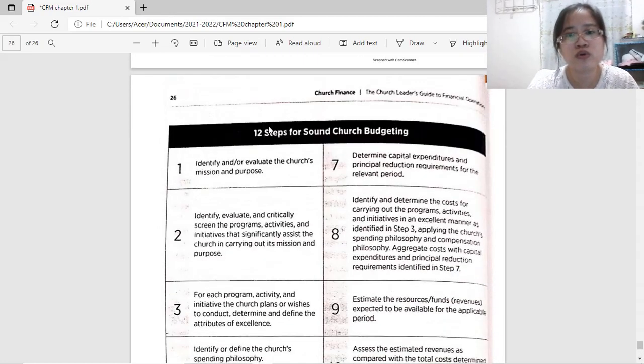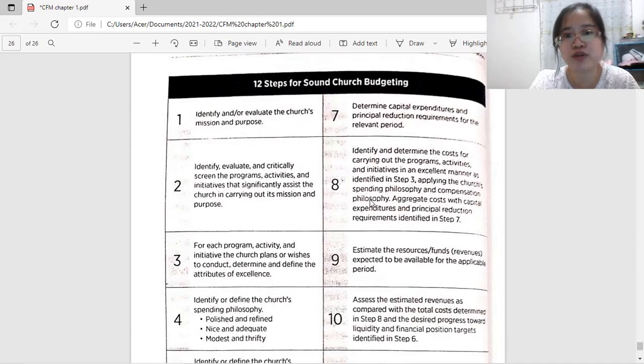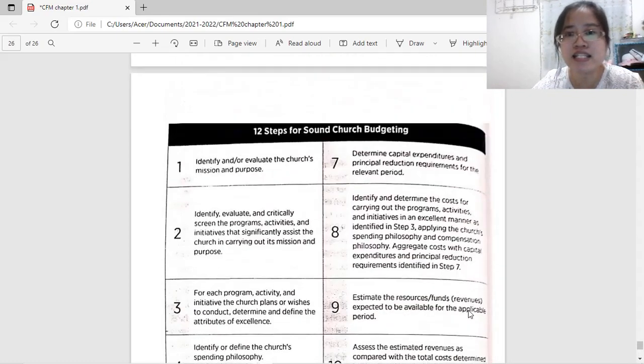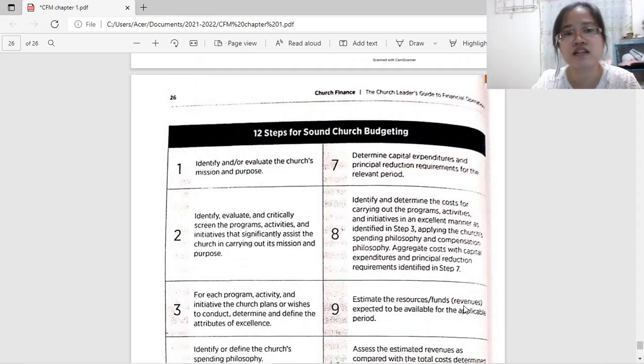So this is essentially the whole of chapter 1 that we've discussed individually. All right, so you have your 12 steps in the budgeting process. All right, so that's it for chapter 1.